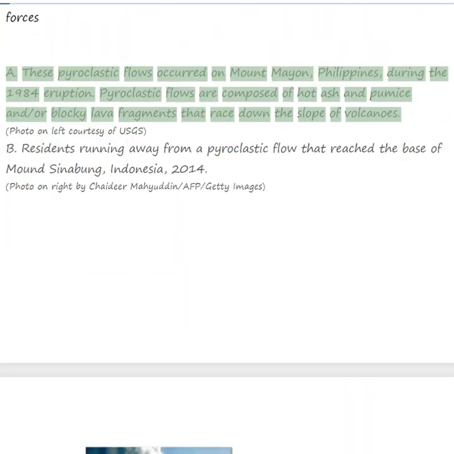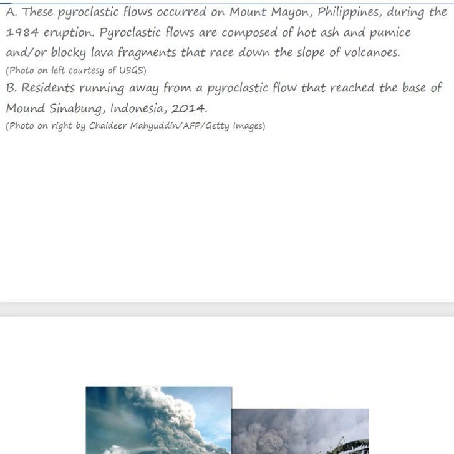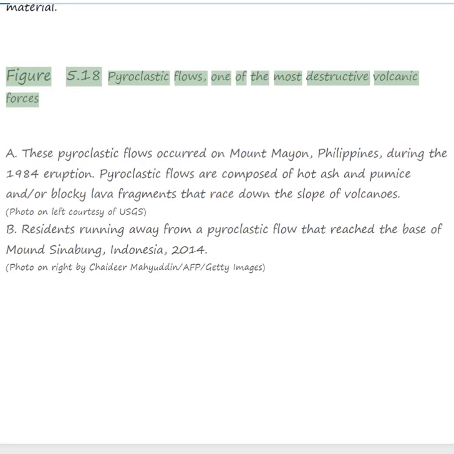These pyroclastic flows occurred on Mount Mayon, Philippines, during the 1984 eruption. Pyroclastic flows are composed of hot ash and pumice and blocky lava fragments that race down the slope of volcanoes. Residents running away from a pyroclastic flow that reached the base of Mount Sinabung, Indonesia, 2014. Figure 5.18 Pyroclastic flows, one of the most destructive volcanic forces.